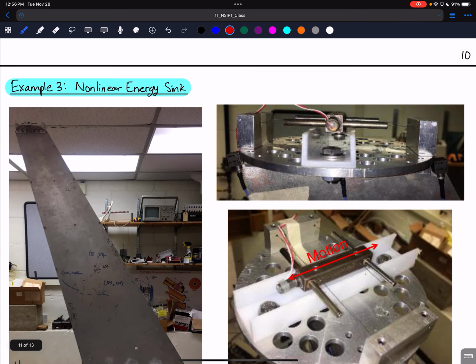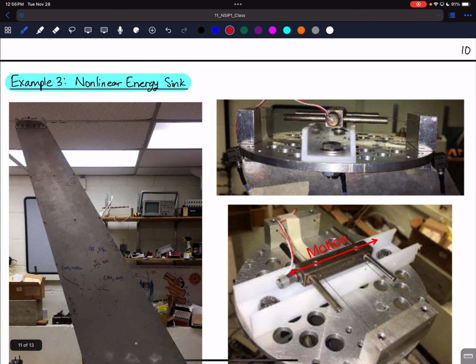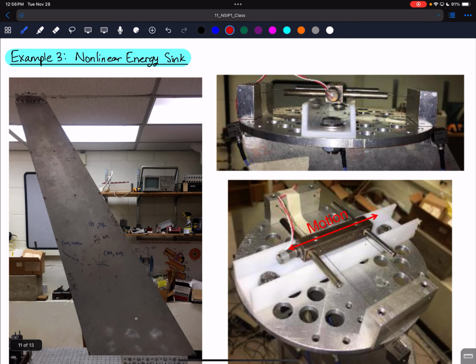And we're going to take a look at example 3. This is an experimental system where I don't have the codes to give you, so we'll just take a look at what it looks like. This is what is known as, again, a nonlinear energy sink, which is a broadband nonlinear vibration absorber that usually has a very small mass compared to the structure. In this case, this NES was going on top of a model transport wing.